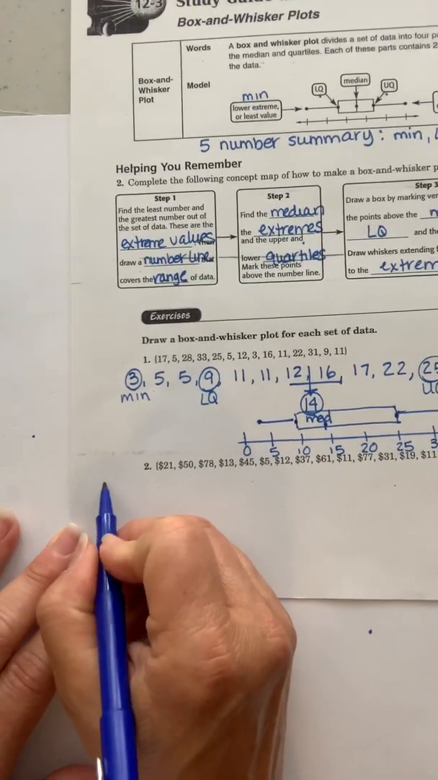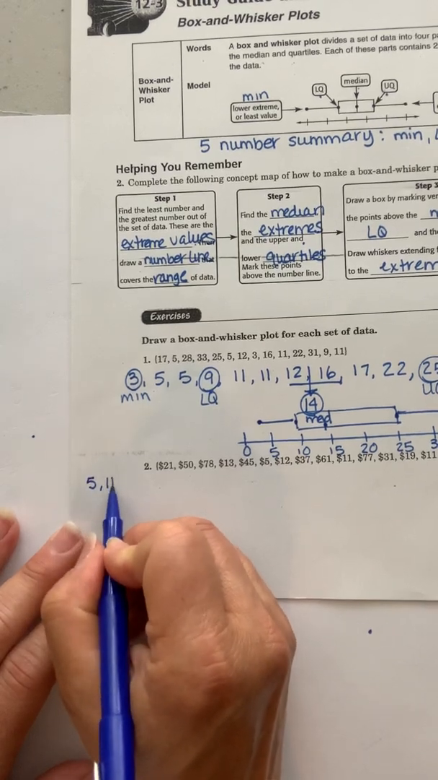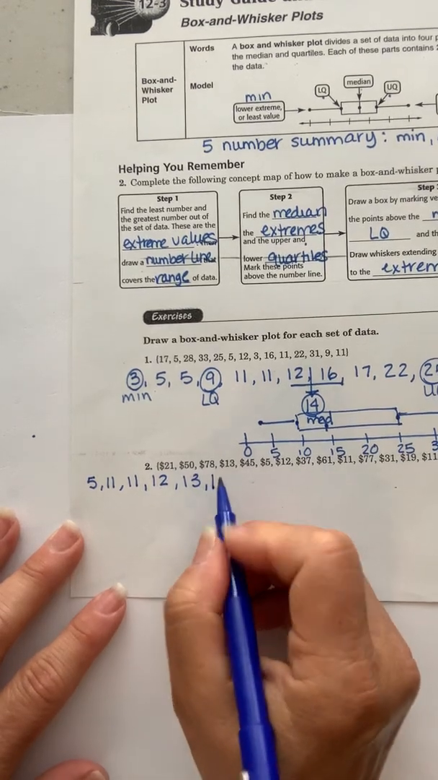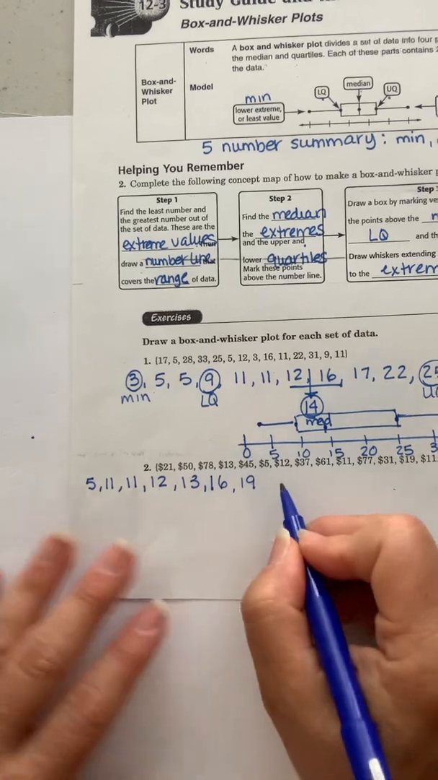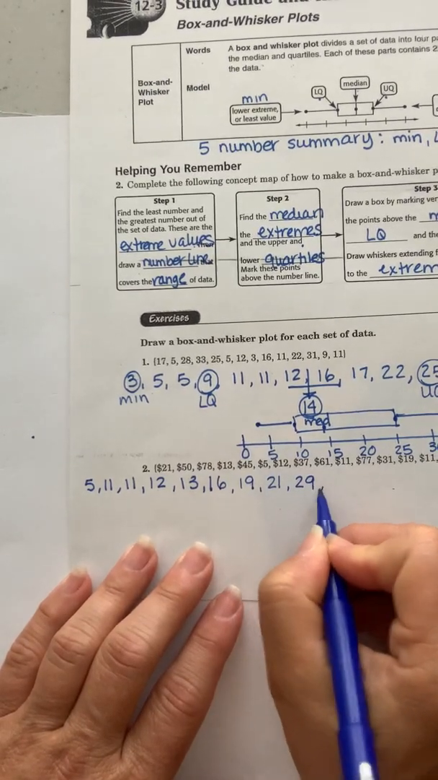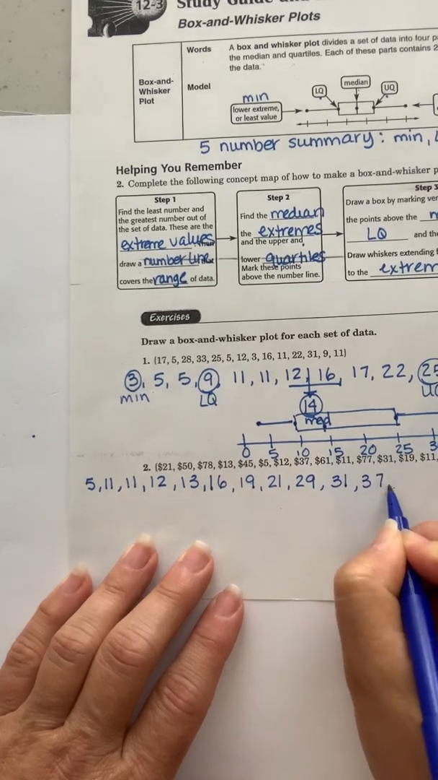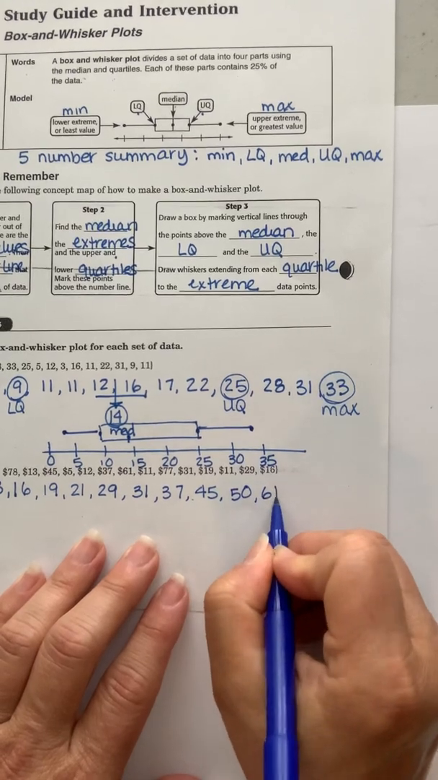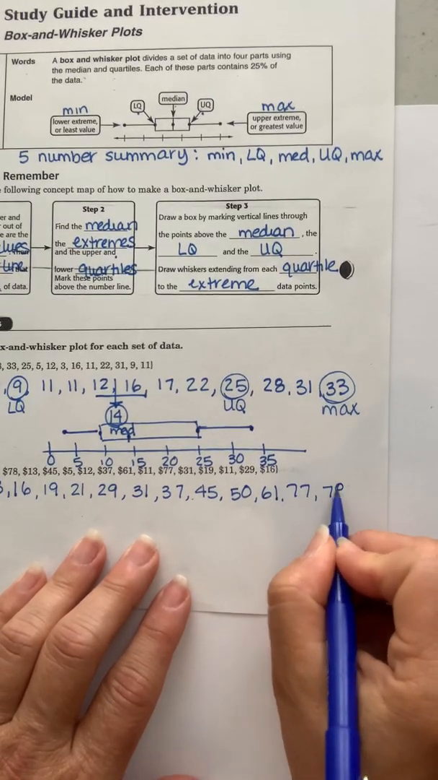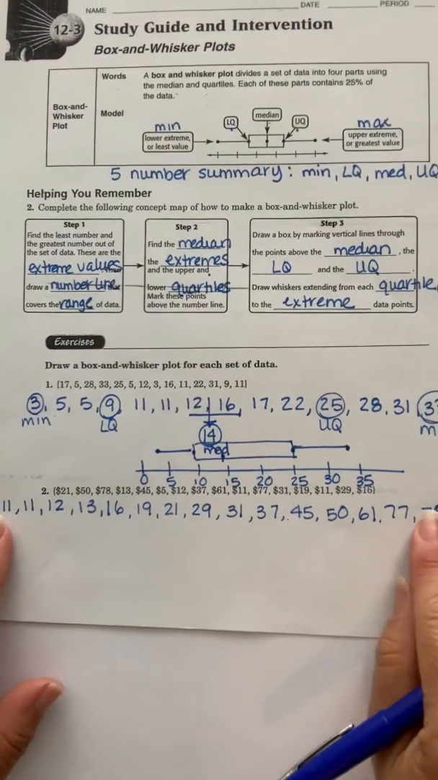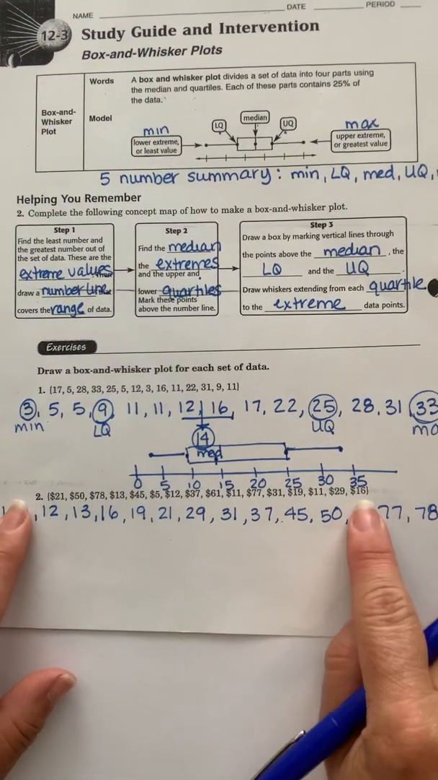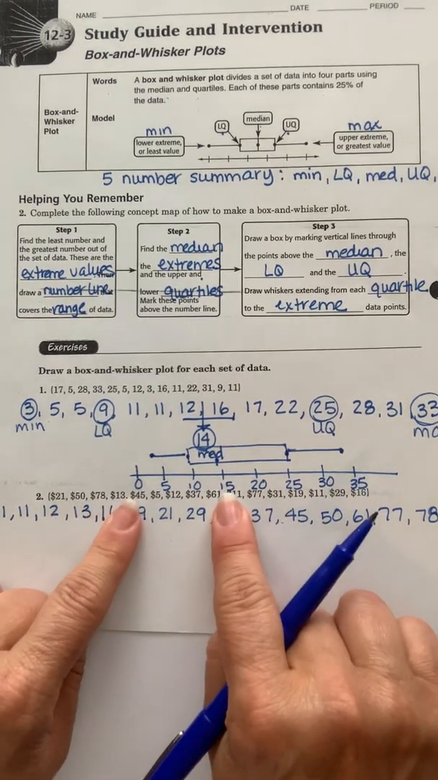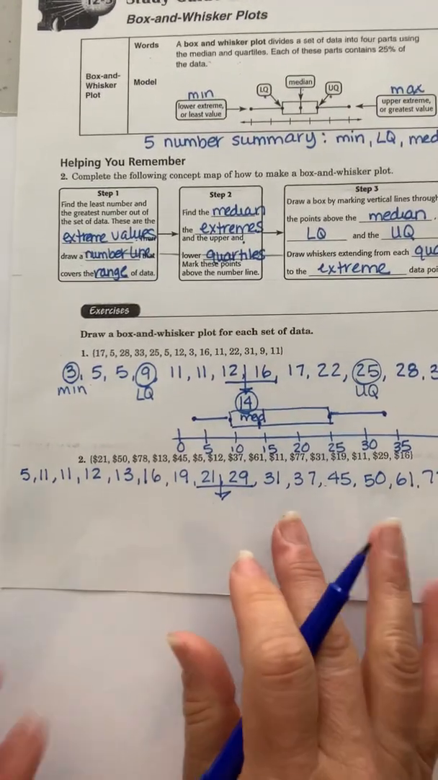So I will start over here really far because there's a lot of numbers. 5, 11, 11, 12, 13, 16, 19, 21, 29, 31, 37, 45, 50, 61, 77, and 78. Okay, so then we start counting in 1, 2, 3, 4, 5, 6, 7. So I'm halfway between 21 and 29.